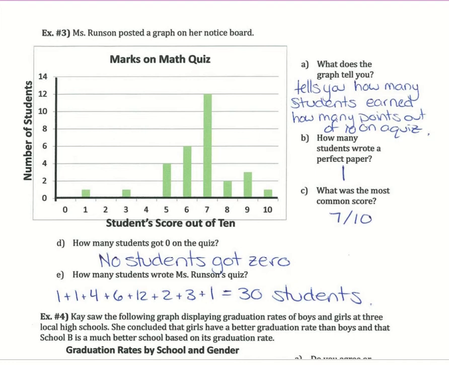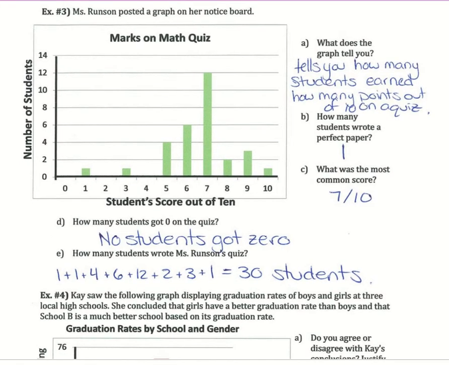All right, so again, we can take a look at marks and see how people are doing. Ms. Runson posted a graph on her notice board. I wouldn't do this, but it's all right that she did this for what we're learning now. Again, you can see here that it's labeled as a title. It's labeled on the y-axis, and it's also labeled on the x-axis.